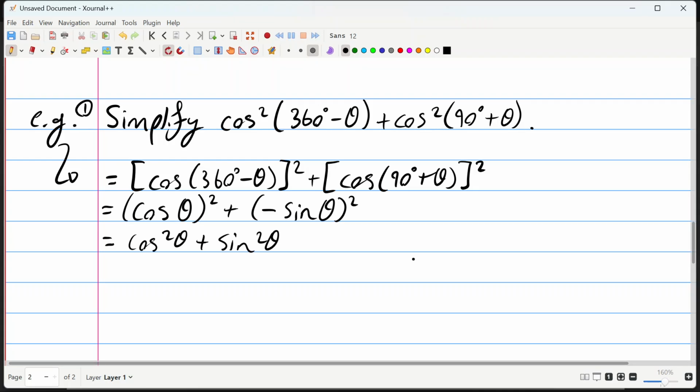And then notice that this is just an identity. We know that cos squared theta plus sine squared theta is just our identity that says sine squared theta plus cos squared theta is equal to 1. So therefore, the answer to this one is just 1.